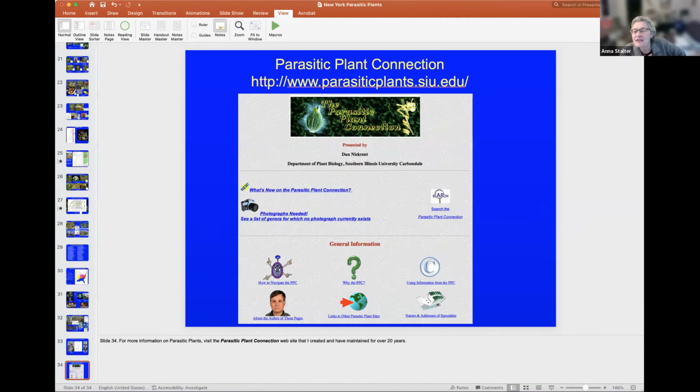Someone else asks, does Comandra parasitize blueberries? Yeah. It's kind of rare in some places. I've been looking for it in Southern Illinois. It's been extirpated from most of the sites here because of development.